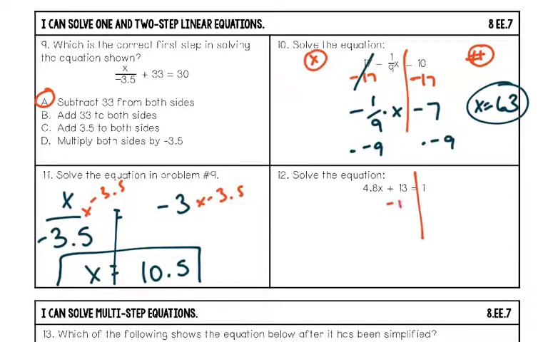We want to get rid of that plus 13 with a minus 13. So we have on the left side of the equation 4.8x. And on the right side, we can do 1 minus 13. That's negative 12. Now the opposite of times 4.8 is divide by 4.8.